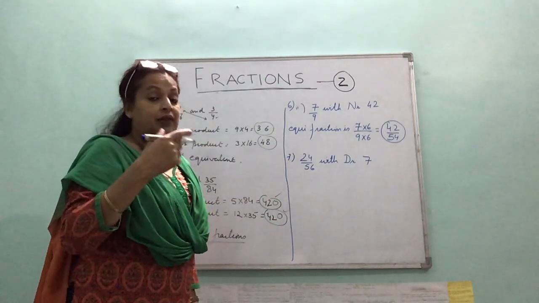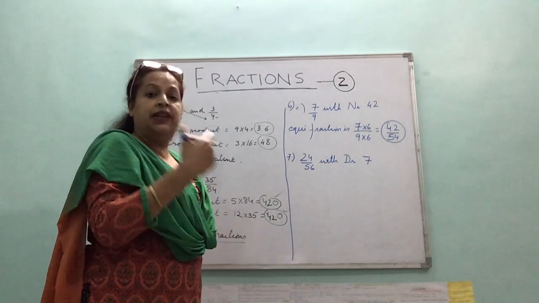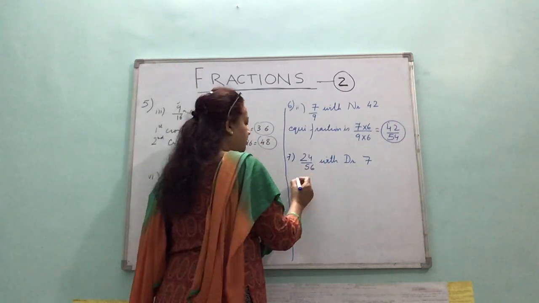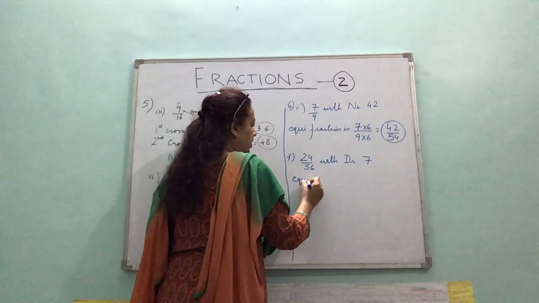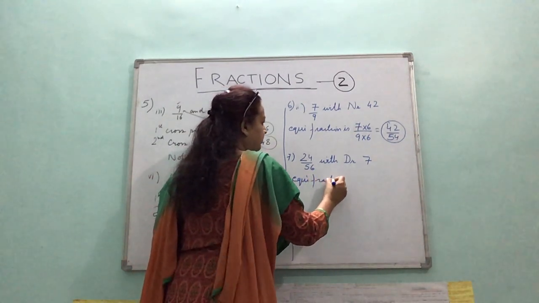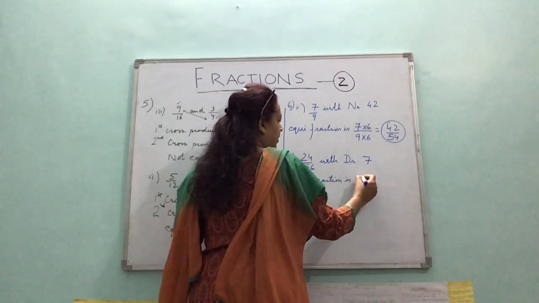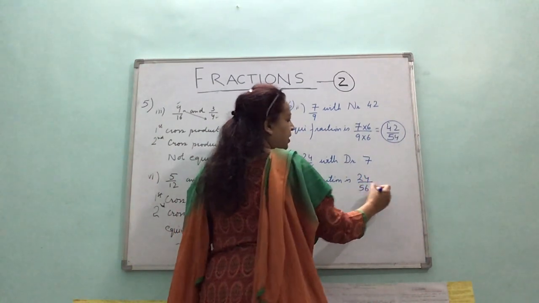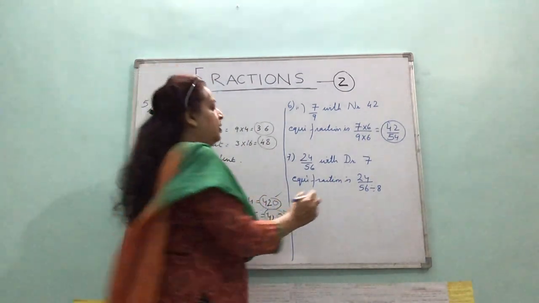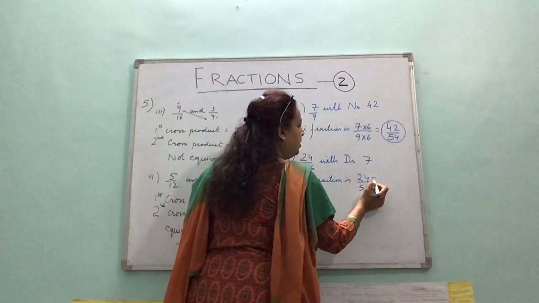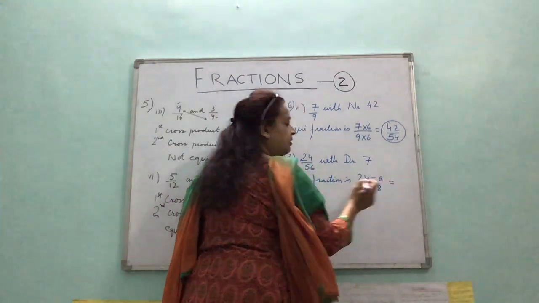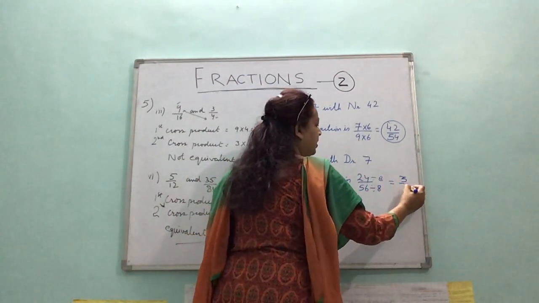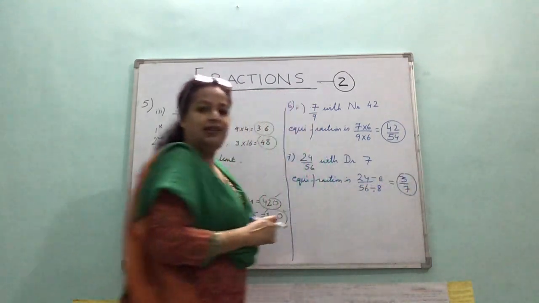If you can do it orally, mental maths, 8 times 7 is 56, right? So if you divide 56 by 8, I should get 7. So I will divide both numerator and denominator by 8. Right? So what do you get? 3 by 7. So the equivalent fraction is 3 by 7.